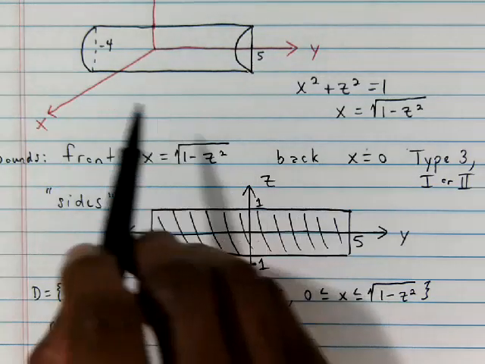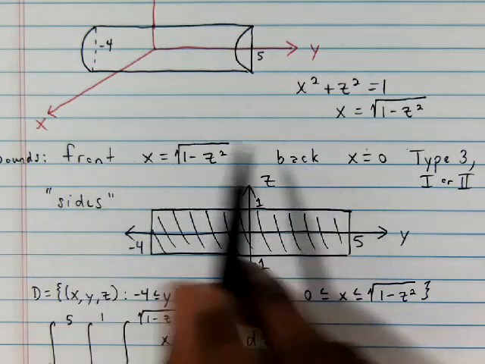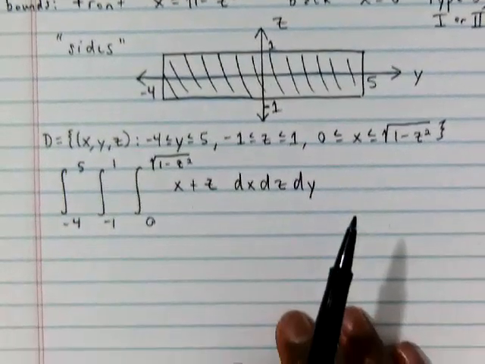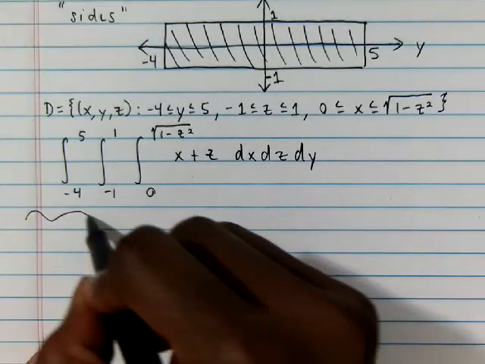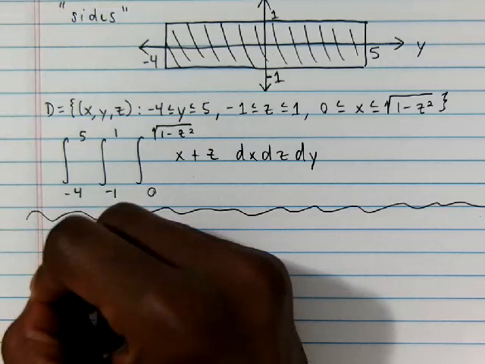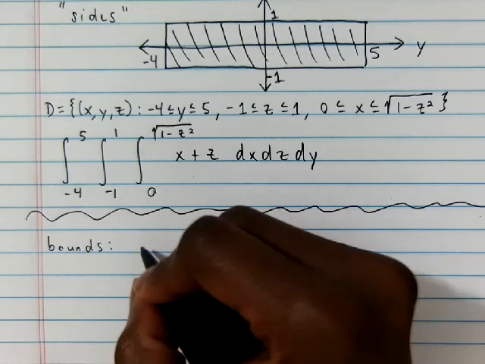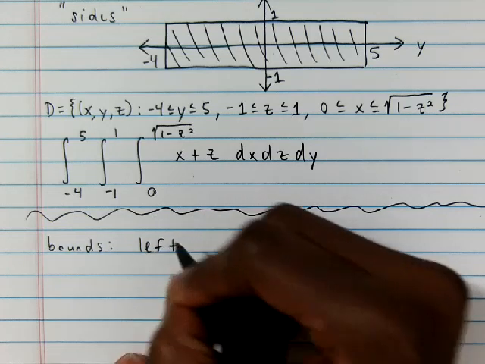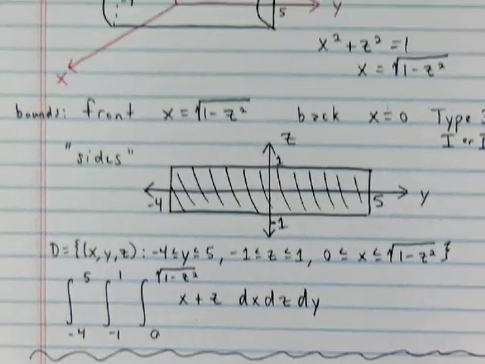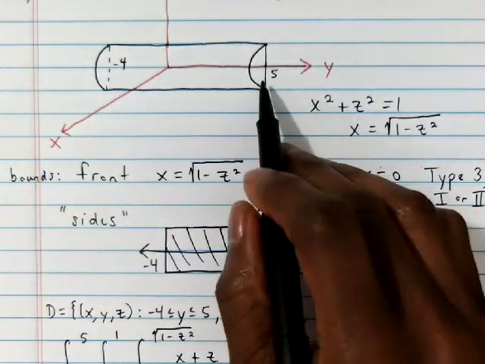And in that scenario, we're not looking at top to bottom, nor are we looking at front to back. We're looking at left to right. So now if we do it another way, then our bounds, the left-hand side would just be y equals -4. The right is going to be y equals 5.